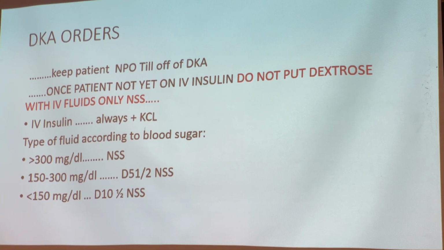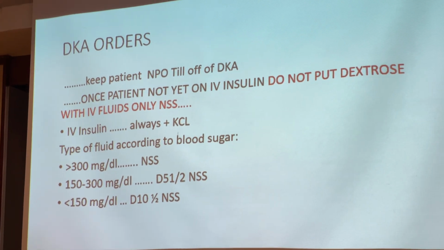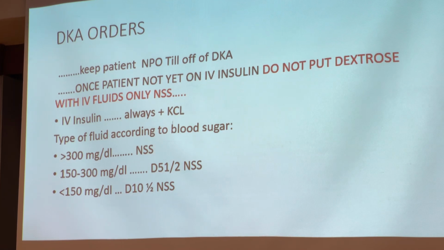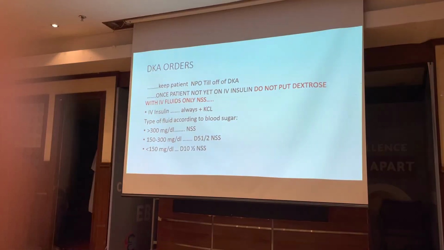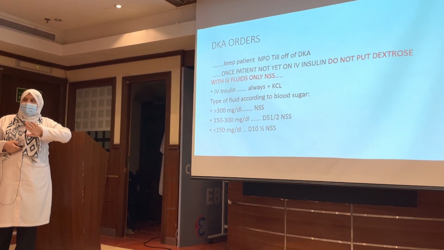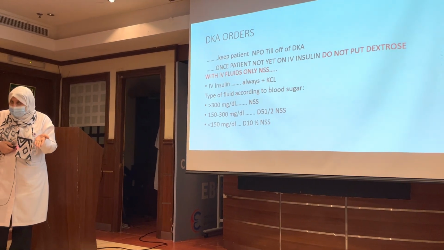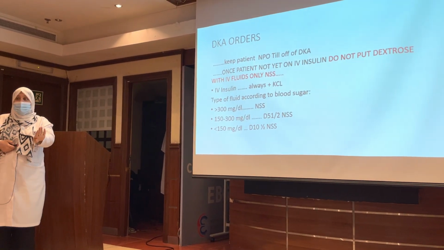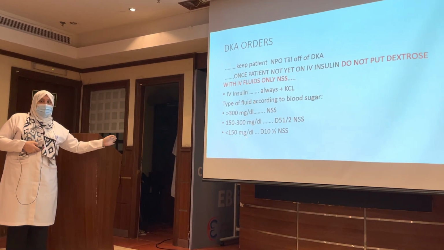But doctor, if there is no insulin started, but the CBS is raised to 150 to 300, can we put D5? No, never. Once we don't have an IV insulin, don't give the patient dextrose. You are raising his blood sugar by yourself. Yes, even if it's 150, even if it's 100, keep NSS. Once we have insulin, the other side should be dextrose, okay?